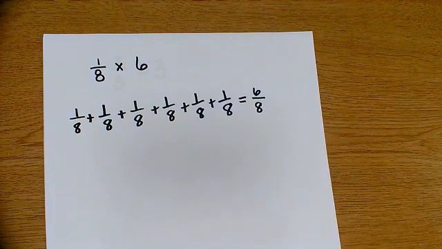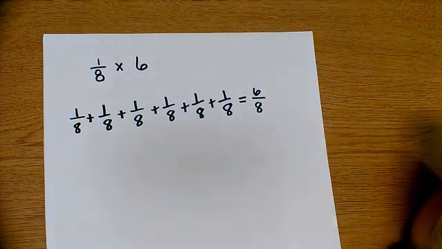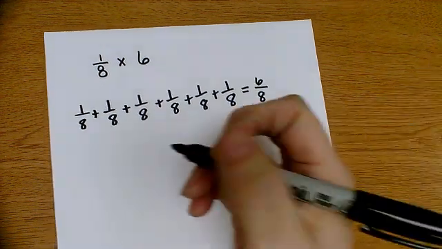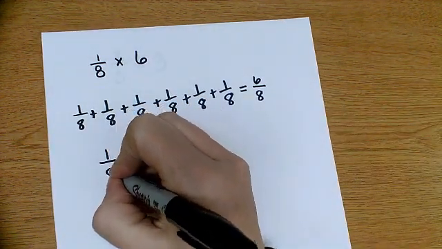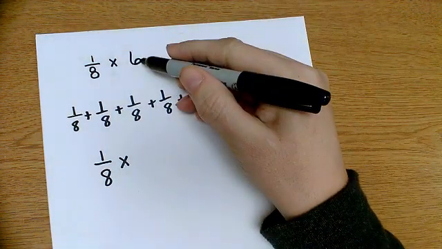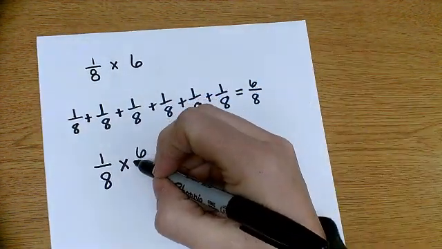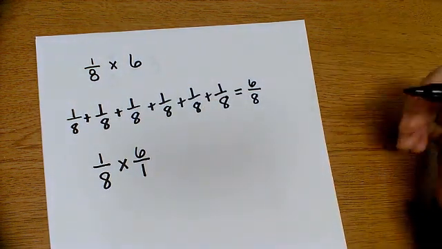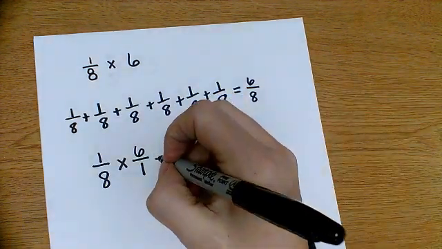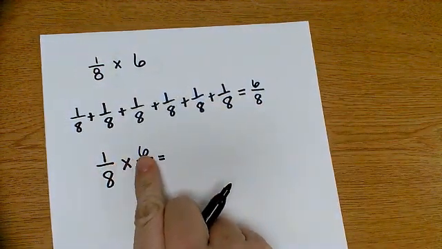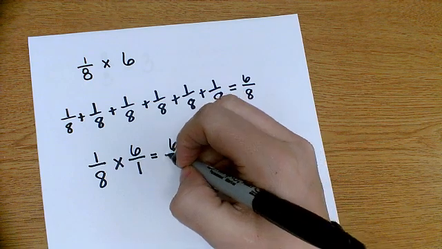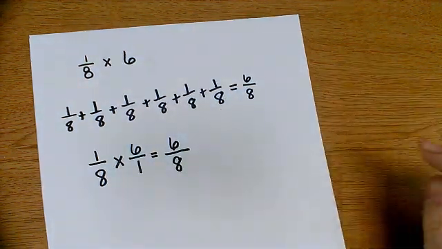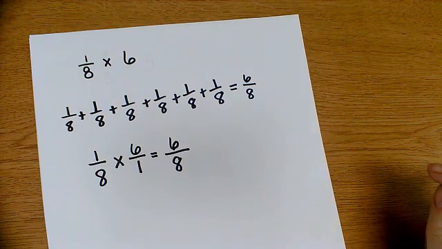Another way that we can look at this is we can multiply 1/8 and we can write 6 wholes as 6 over 1. Remember that any whole number can be written as the number over 1. And so in this case, then I can just multiply my numerators, and I get 1 times 6 is 6, and multiply my denominators, and 8 times 1 is 8. So again, we get 6/8.